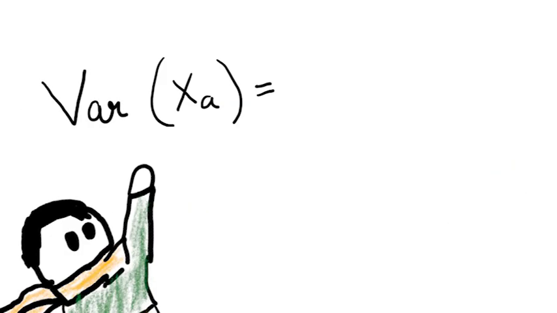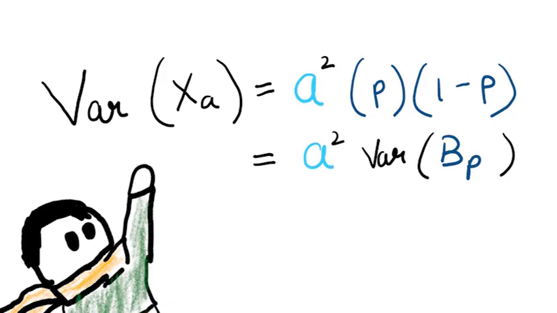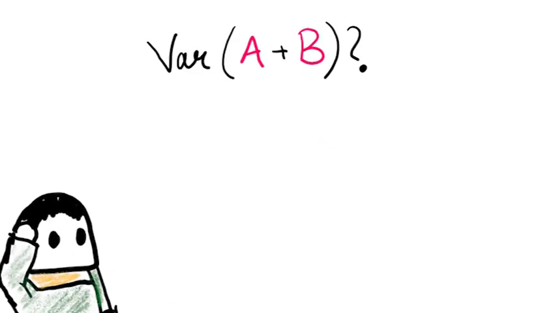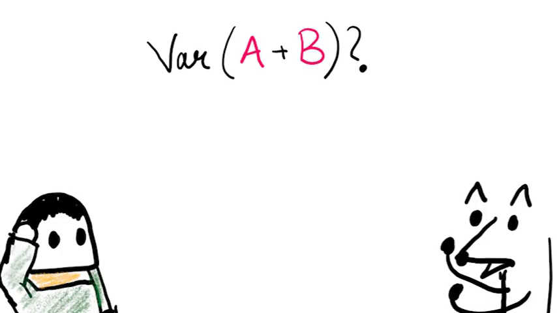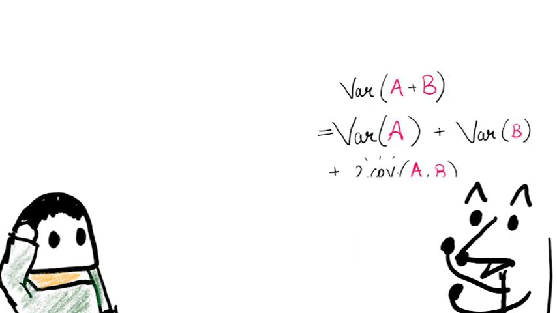The variance, as we saw, is A squared times p times 1 minus p, which is just A squared times the variance of a p-Bernoulli trial. The expectation is linear, but how do the variances add up? I didn't know this, so my friend told me that if you have two distributions A and B, then their variance is given by variance of A plus variance of B plus 2 times the covariance of A and B.